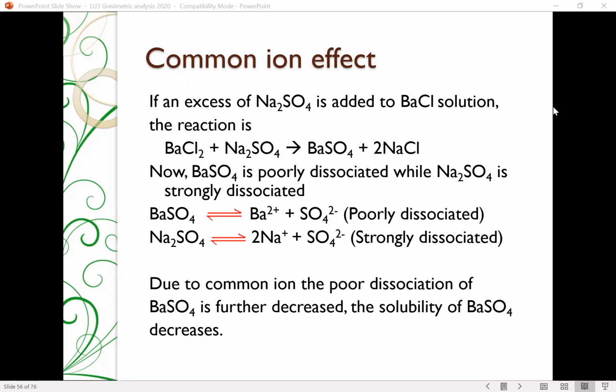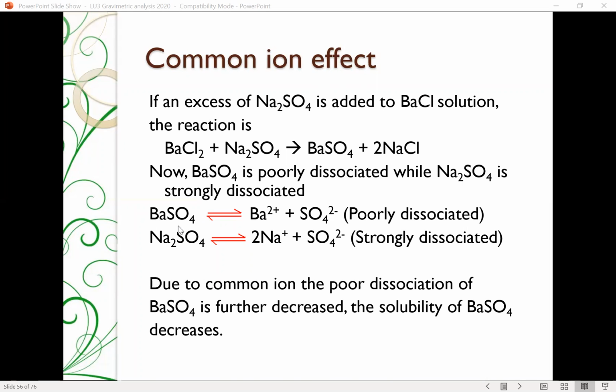is added to barium chloride solution, the reaction should be like in the slide. BaCl2 plus Na2SO4. We have the product BaSO4 and 2NaCl. Now, BaSO4 is poorly dissociated while sodium sulfate is strongly dissociated. So when you compare both of the species, Na2SO4 will tend to dissociate more compared to the BaSO4.